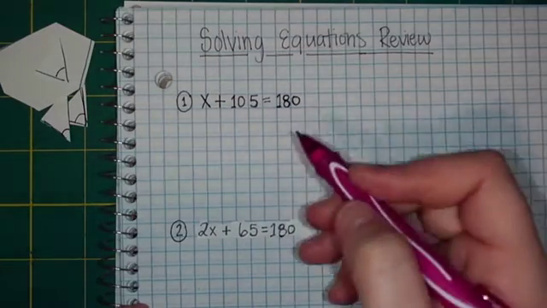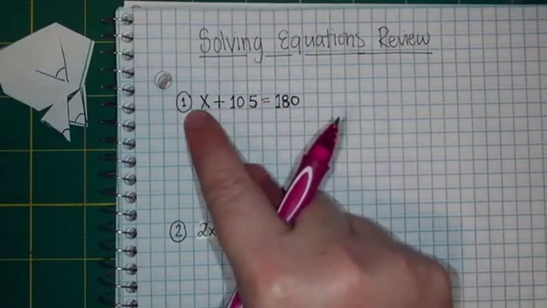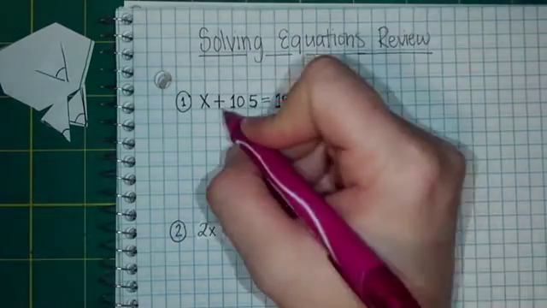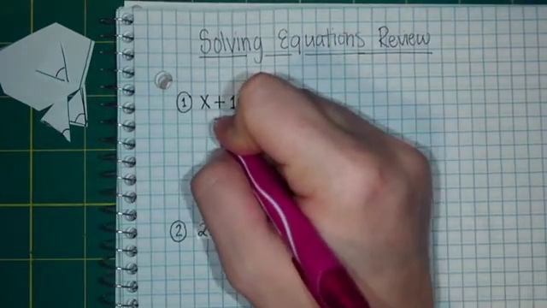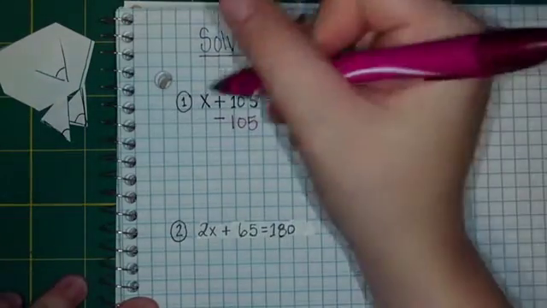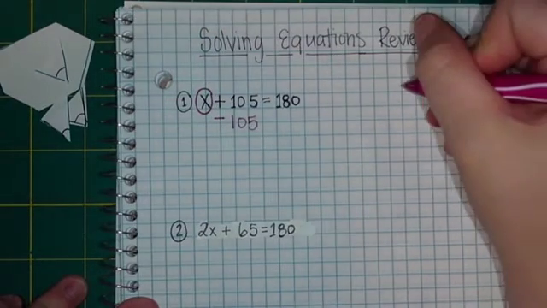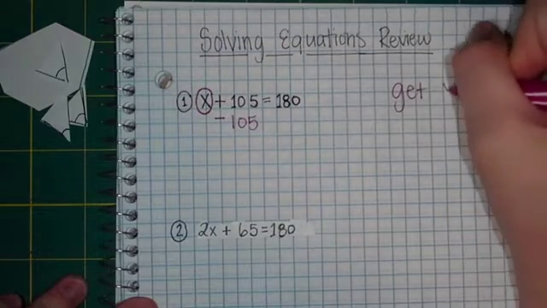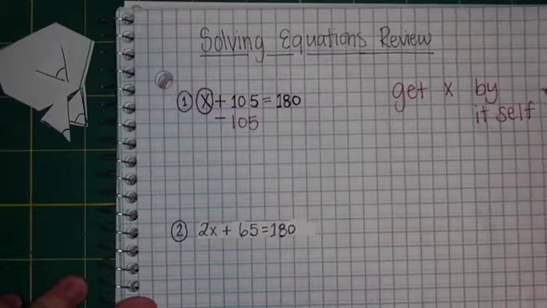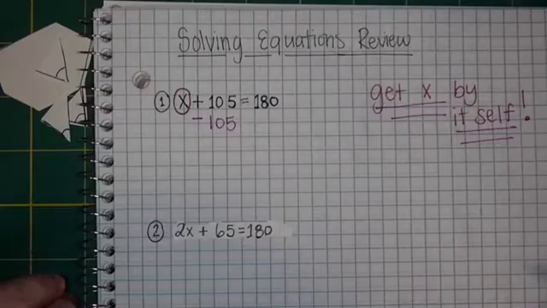Well, in order to do that, if you can't just see it, you're going to have to subtract this number off to see what's left. So what you see most math teachers do is called the inverse. So instead of adding 105, you would subtract the 105. Now, what I actually do as a trick to help myself is I circle the variable. That's what I'm trying to get by itself. So get x by itself. That is the big point here. So we're trying to get x by itself.